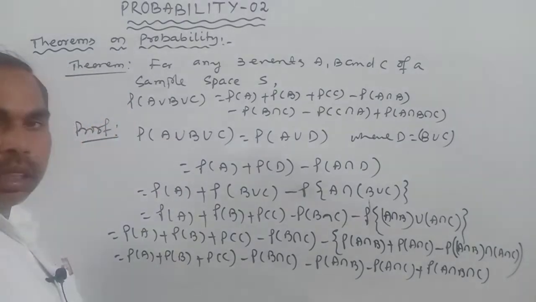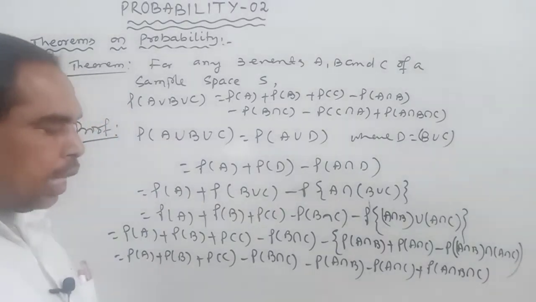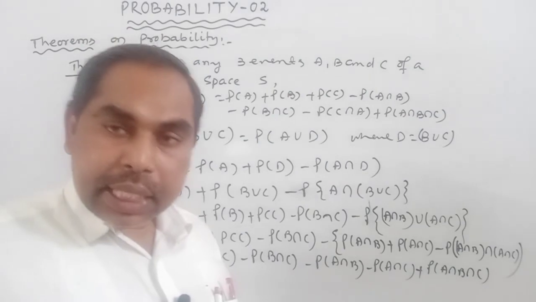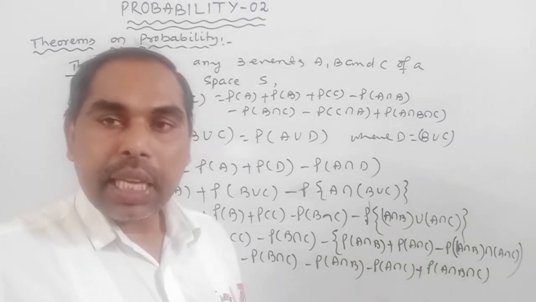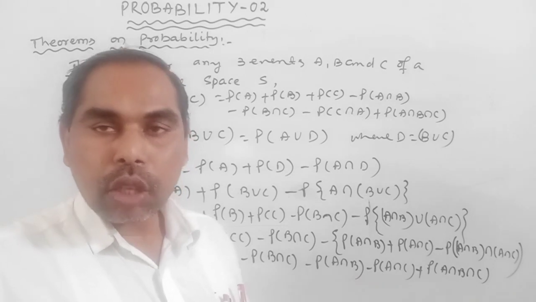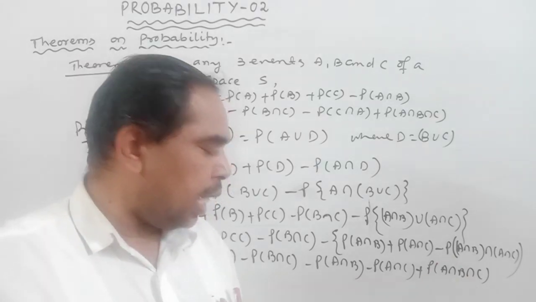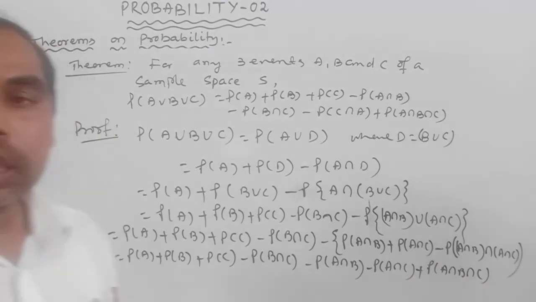Hence proved. A intersection B intersection A intersection C: A and B are common, then A and C are common, both are common again, that is called A intersection B intersection C.